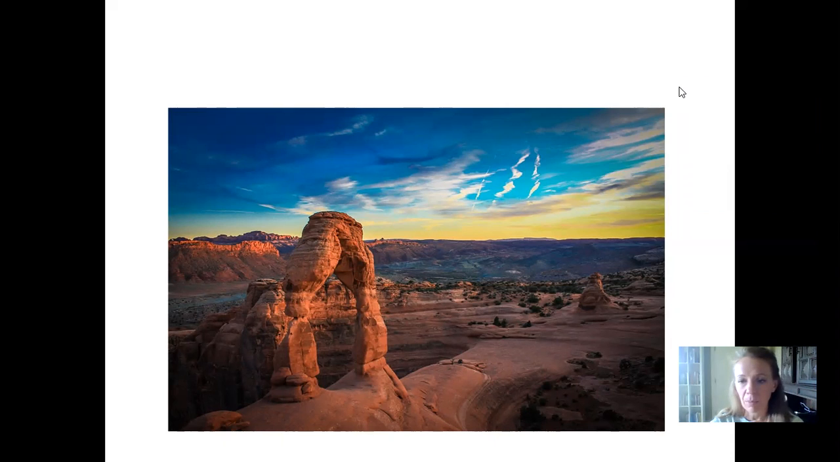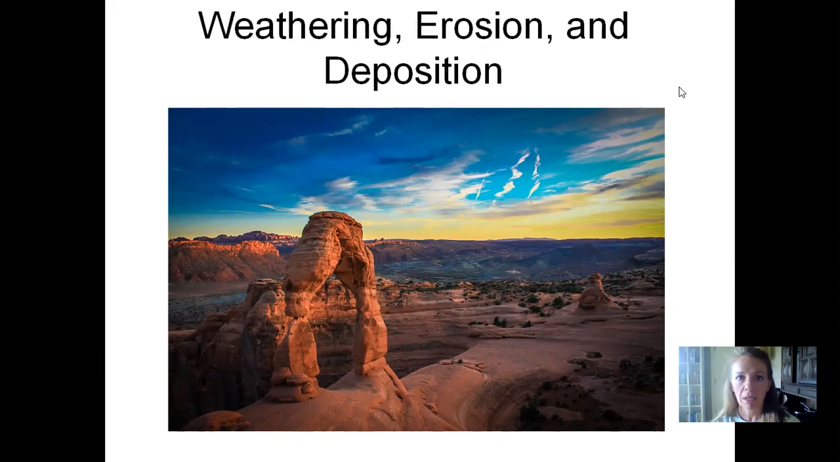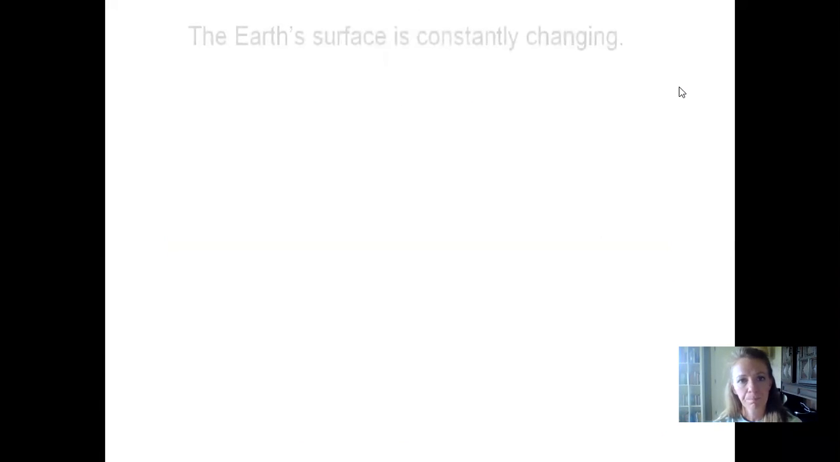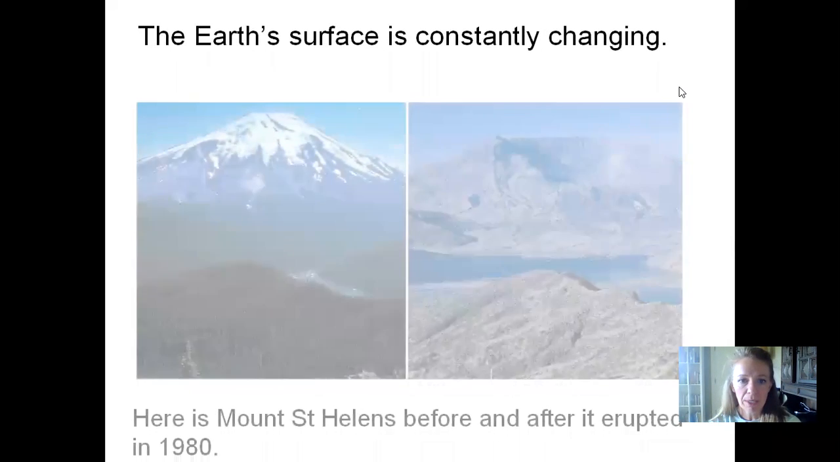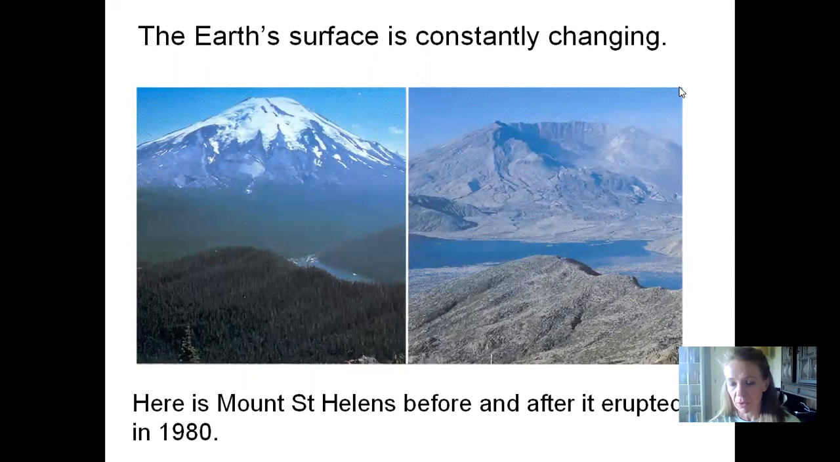And then I am going to lead you on to the next activity, which is going to be the STEM part of this activity. So let's start off by understanding weathering, erosion, and deposition. The Earth's surface is constantly changing, and we can see this by looking at pictures over the years. This is a picture of Mount St. Helens in 1980. The picture on the left is before it had erupted, and the picture on the right was after.